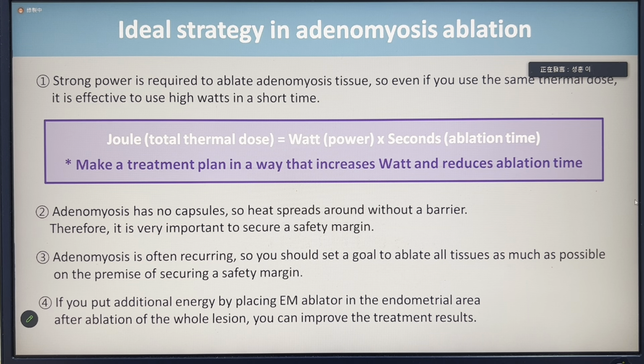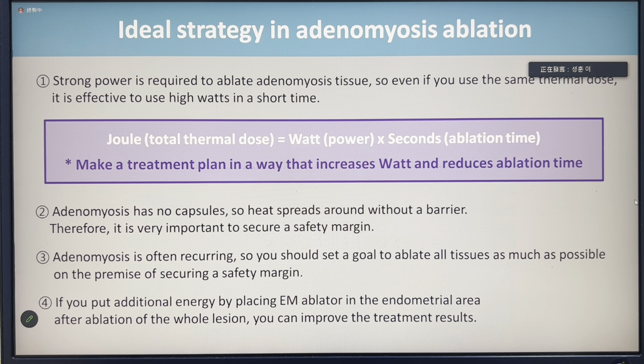In adenomyosis, strong power is required to ablate adenomyosis tissue. So even if you use the same thermal dose, it is effective to use high watt in a short time. Adenomyosis has no capsules, so heat spreads around without a barrier. Therefore, it is very important to secure a safety margin.